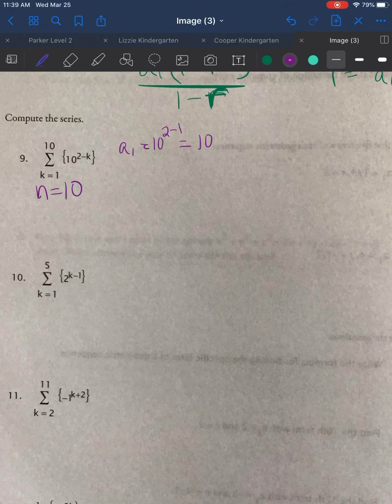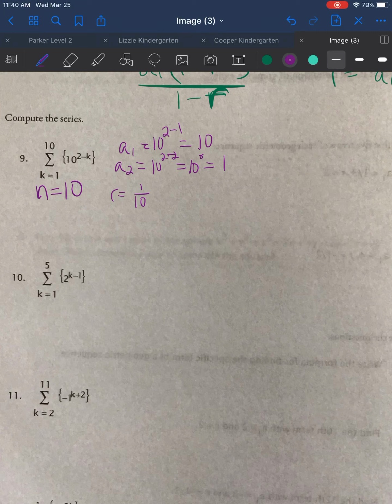A sub 2, which we have to find in order to find our r value. Our second term, we're going from 1 to 10, so our second term would be a 2, would be 10 to the 2 minus 2, which is 10 to the 0 power, which is 1. Now that we know a sub 1 and a sub 2, we can calculate our common ratio, our r value. A sub 2 divided by a sub 1, 1 divided by 10, which would give me an r value of 1/10.